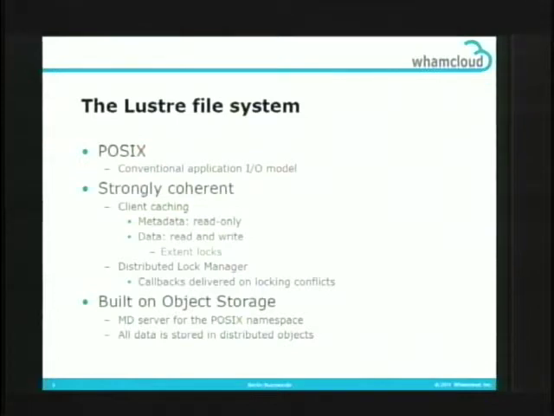So it's a POSIX-oriented basic file system. It's coherent, it supports data and metadata caching, and has a DLM to support the caching. But the interesting thing about Lustre is that although there's a metadata server to support the POSIX namespace, the data is stored on distributed objects. And there's some interesting things that can be done there.